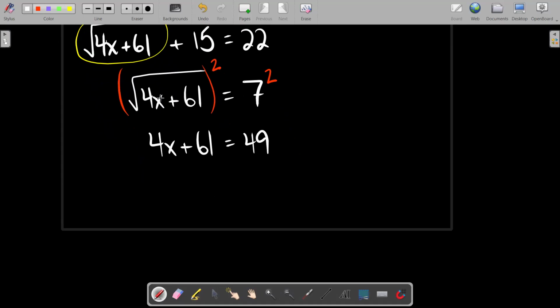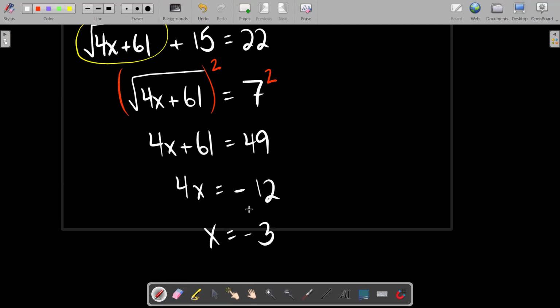And it immediately morphs from an algebra 2 problem into an eighth grade math problem. You do one thing, and now it's just a basic two-step equation. Now the things we wanted to do a minute ago, we can do. So basic math, let's subtract 61 from both sides, which gives us 4x equals negative 12. Then we divide both sides by 4, and we get x equals negative 3.